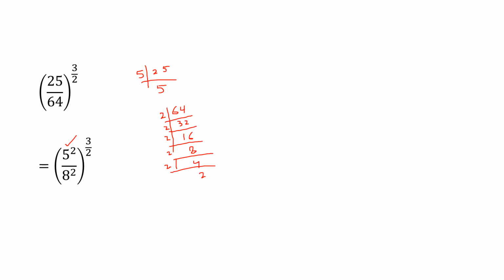So how many 2s? I think 8 twos. So for this you can also write 5 squared divided by 2 power 8, all to the power 3 by 2. How does 8 power 2 come? See, if you divide this by 8, 8 eights are 64. So you can do this one, you can do this one.